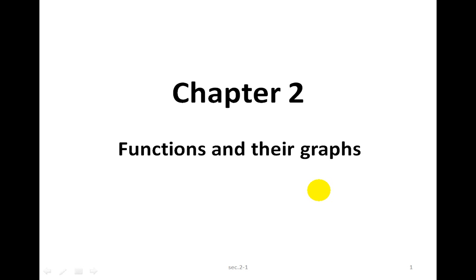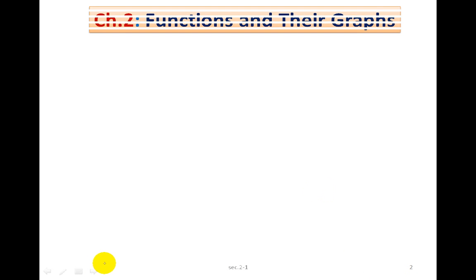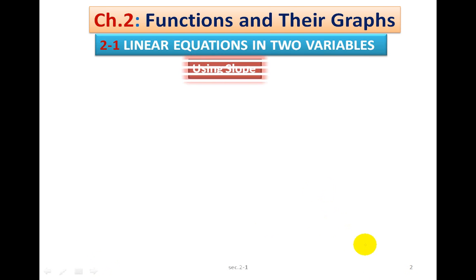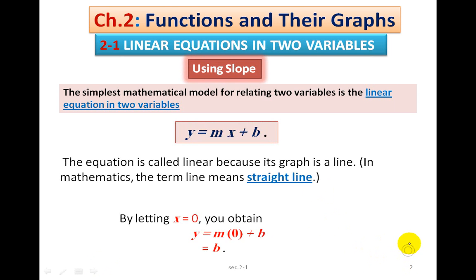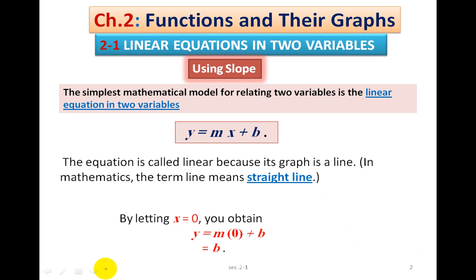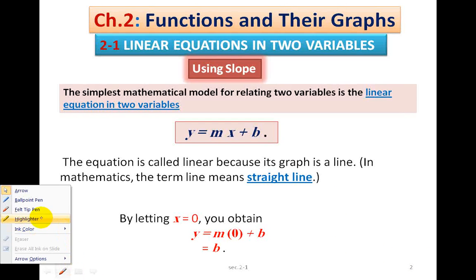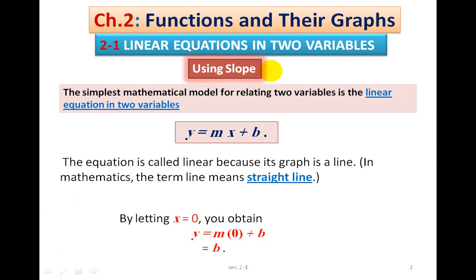Hello, so here we start chapter 2. We'll talk about functions and their graphs. Okay, chapter 2 is about functions and their graphs, sorry. So 2.1 is talking about linear equations in two variables, and we'll also talk about slopes.